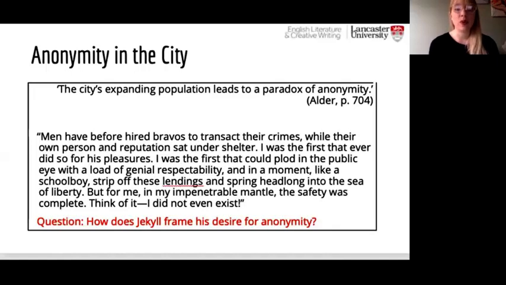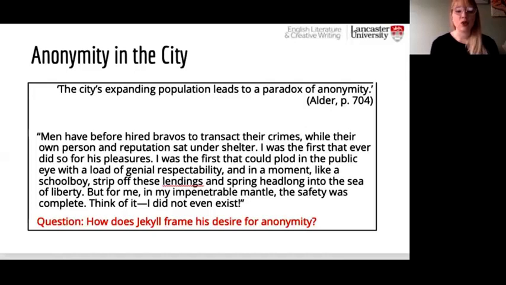So I want you to again pause and think about this question. How does Jekyll frame his desire for anonymity? Okay, so Jekyll frames this desire as quite positive. He sees it as the only way for him to be truly free. So when he's detached from this stifling gentleman world of Jekyll, he is in this sea of liberty.